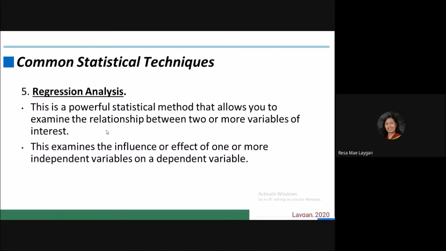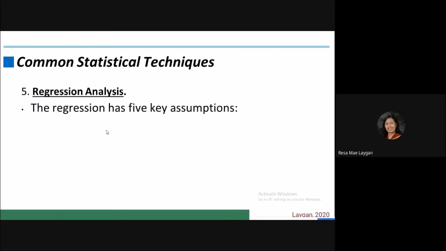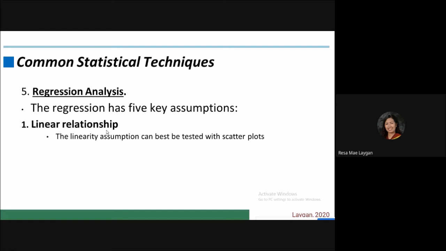But in order to know this more, I will show you the 5 key assumptions under this analysis. So if you wish to use this type of statistical technique, you have to ensure that your model rests on these 5 key assumptions. So you have to make sure that the relationship of your independent and dependent variables is linear. The linearity assumption can be tested with scatter plots.